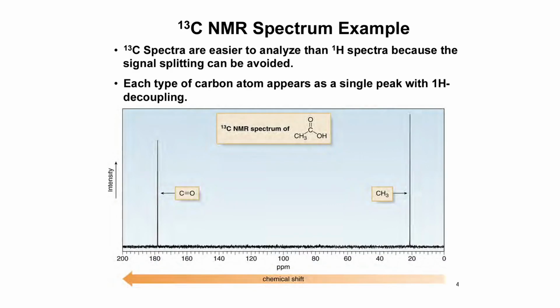Now, if you have a look at the carbon NMR spectrum, these are easier to analyze than the hydrogen spectra because the signal splitting can be avoided, because carbons cannot be as close to each other as hydrogens can. For example, CH3 has 3 hydrogens that are close to each other, and that would not be the case with carbon. So each type of carbon atom appears as a single peak with hydrogen decoupling.